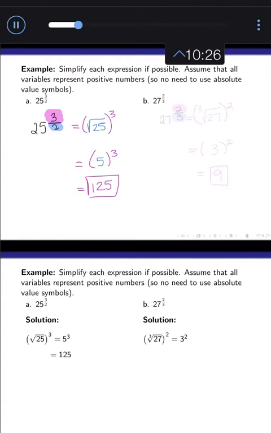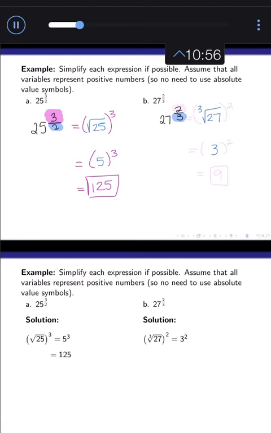Now let's look at the next problem. On the next problem, we have a 27 to the 2/3. Again, it doesn't matter where I start on this one, but let's start with the easiest first, which is the 3 on the denominator, which tells us to take a cube root of 27 first. So that means what number multiplied by itself 3 times will give us 27, and that's the number 3.